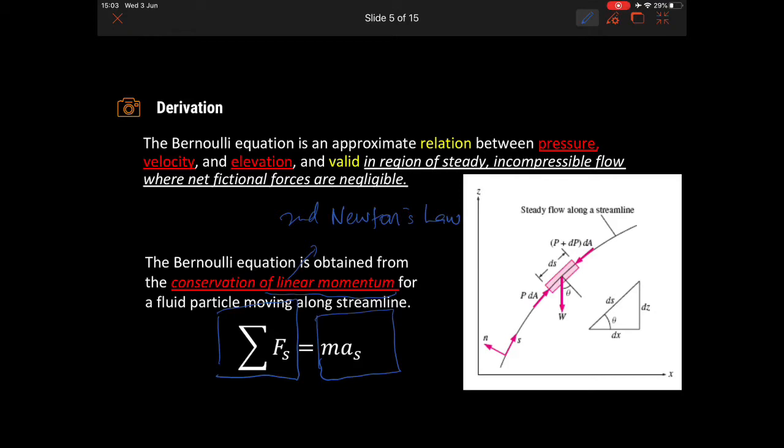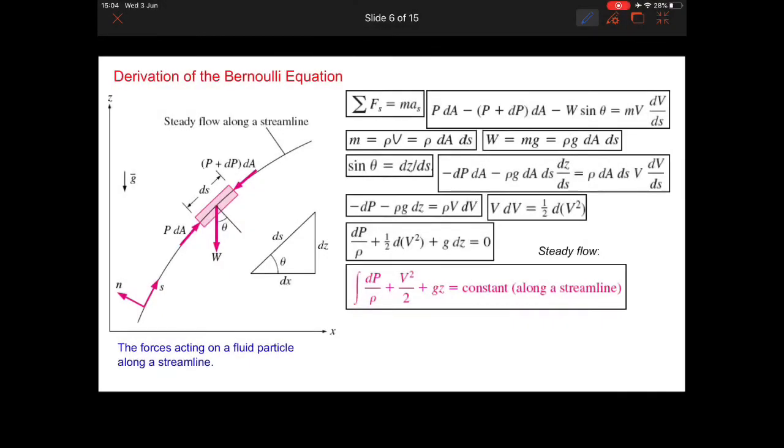For example, if you look at this figure, this particle is moving along the S direction, and there are a few forces involved along the way of the particle while moving in the S direction. Then the total force involved is equal to the mass of the particle times the acceleration of the particle. While the particle is moving, there are a few forces involved.